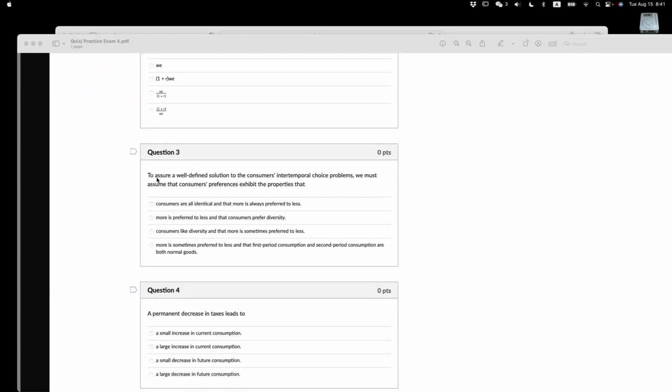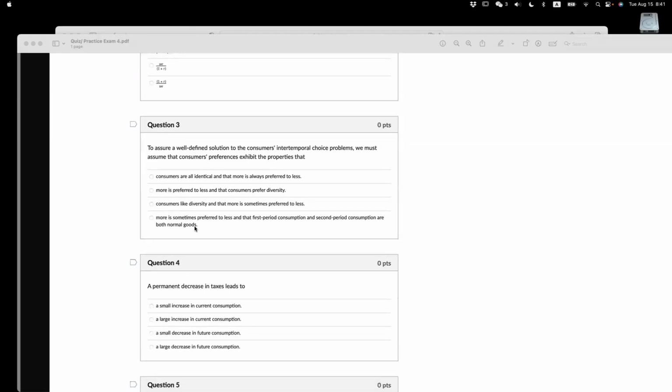Question 3: to assure a well-defined solution to the consumer's intertemporal choice problem, we must assume that consumer preferences exhibit the property that... these are the assumptions we usually have regarding consumer behavior. More is preferred to less, and the consumer prefers diversity, so you have an indifference curve that is bowed toward the origin. So the answer is B.